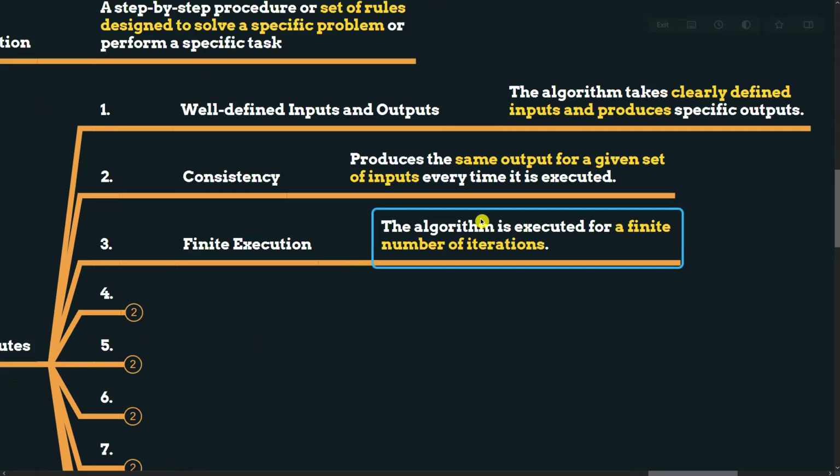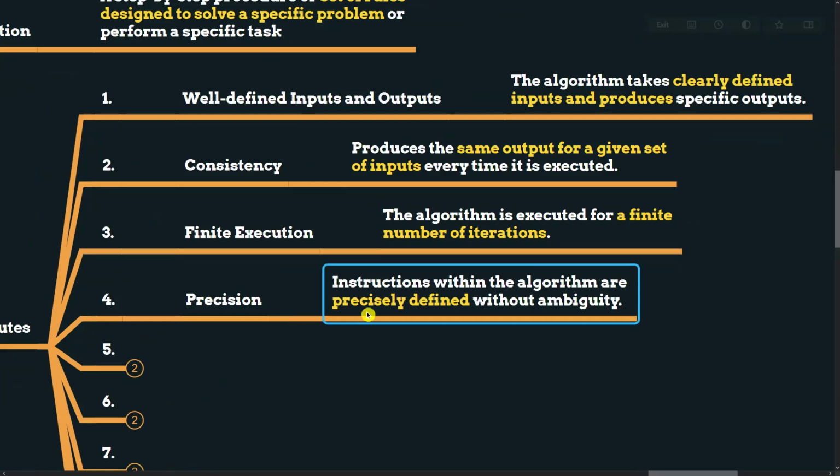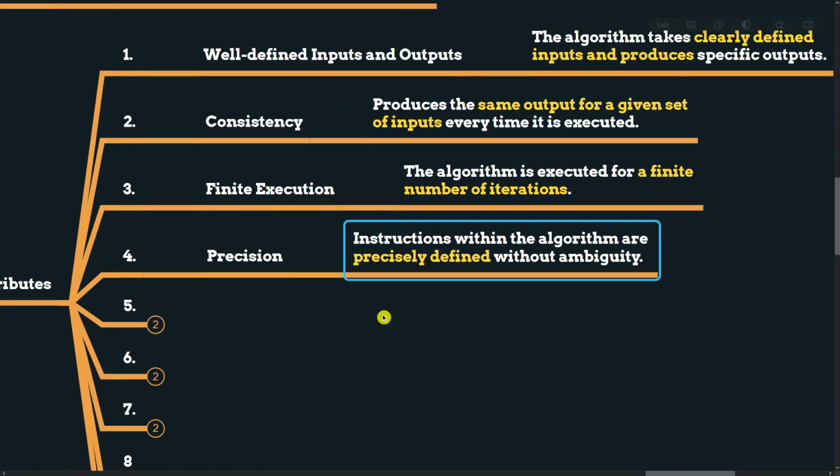And also finite execution, right? The algorithm is executed for a finite number of iterations, any number of times, right? Every time, millions, billions of times. There is no end point. You can execute it any number of times, no problem. And precision. Instructions within the algorithm are precisely defined without ambiguity, right? For example, if you are making a biryani, each step in the recipe is clearly defined, right? There is no problem. There are instructions like that in an algorithm.